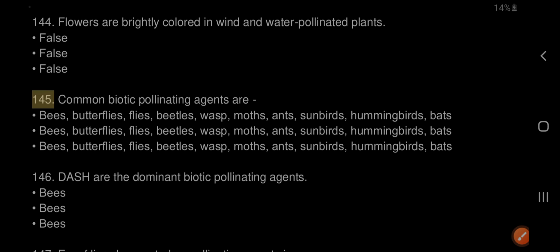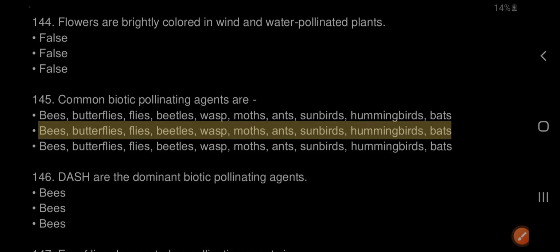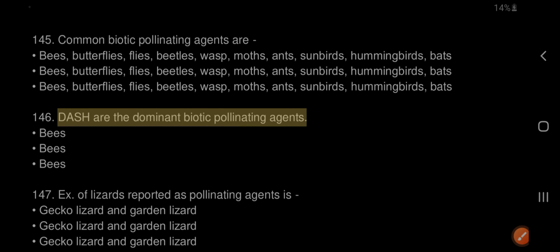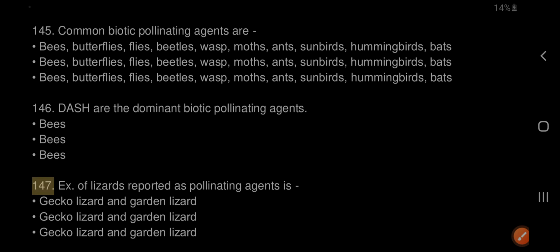145. Common biotic pollinating agents are bees, butterflies, flies, beetles, wasps, moths, ants, sunbirds, hummingbirds, bats. 146. Bees are the dominant biotic pollinating agents.